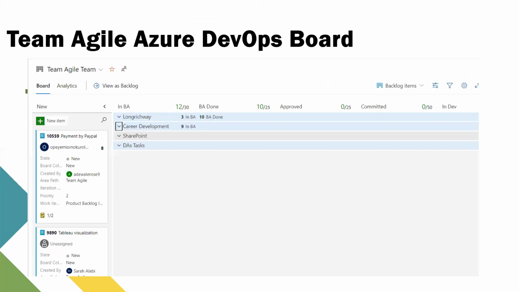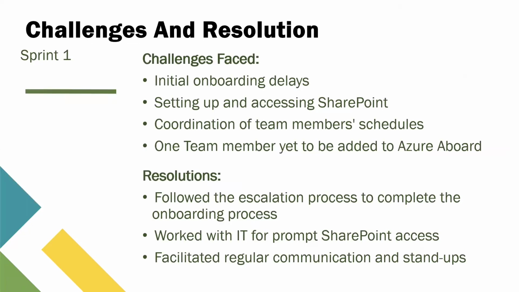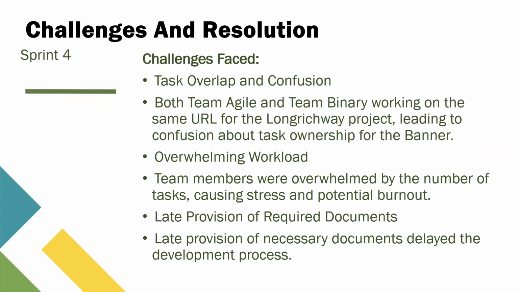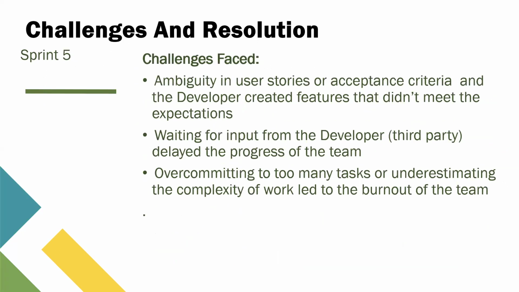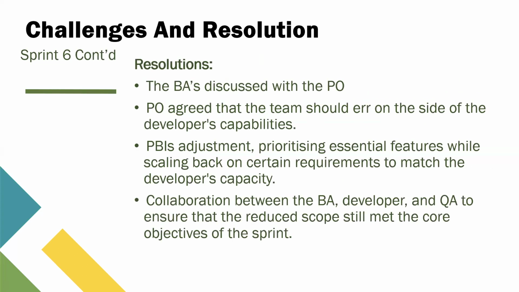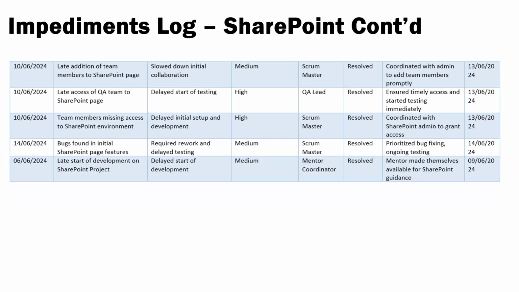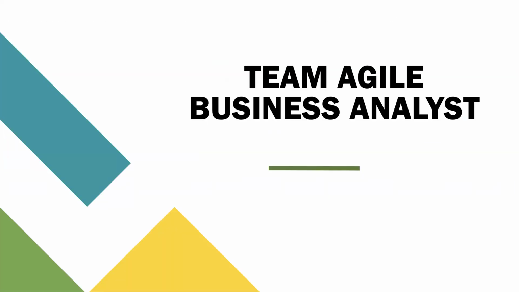Sorry, I need to move fast because this is our board and the continuation of the board. And we have our challenges from sprint 1 to sprint 2 to sprint 3. Then challenges and resolutions, how we were able to handle issues all through the sprint. And this is our impediment log. This is for SharePoint, and this is our Long Reach Way impediment log.